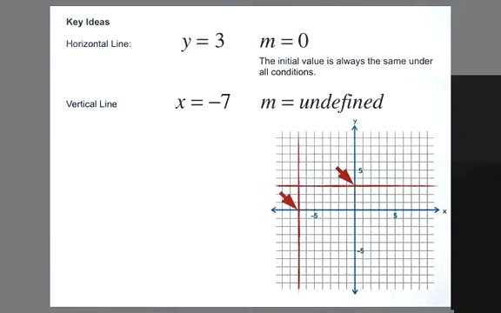Since there's no run, there's nothing to divide by. This is an infinitely steep line. The values of x never change under all conditions. As you go up and down this line, you'll only have x coordinates of negative 7.